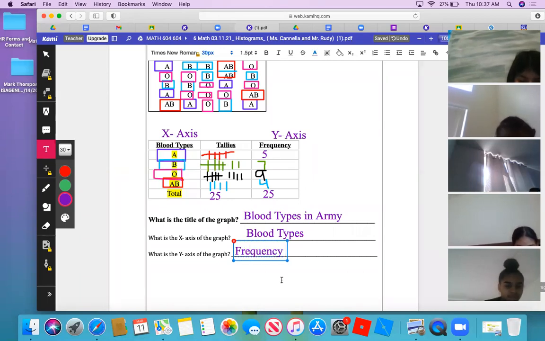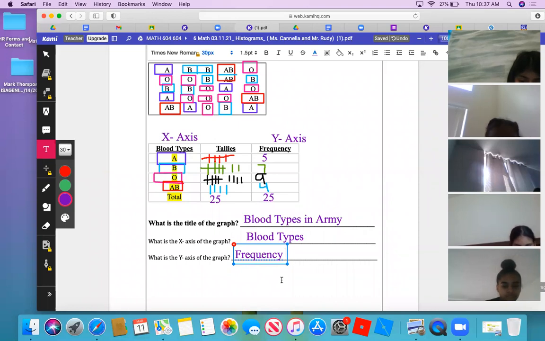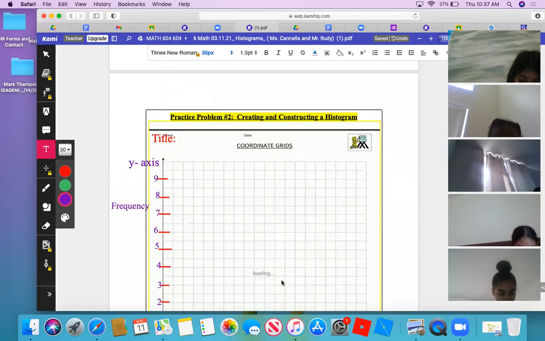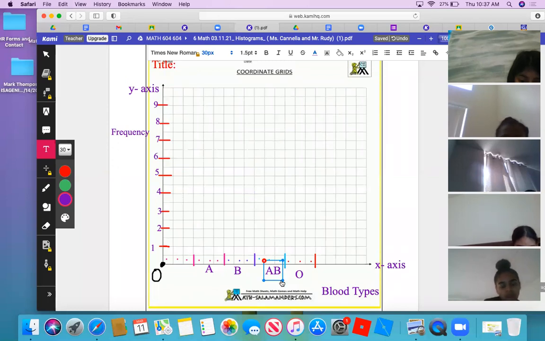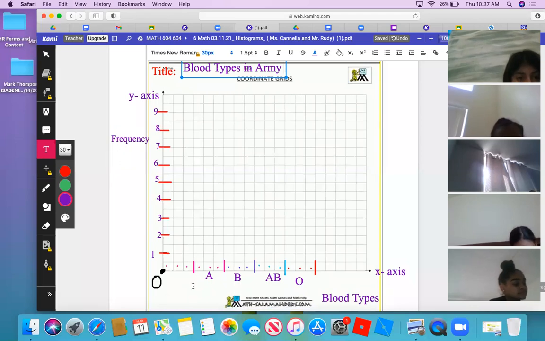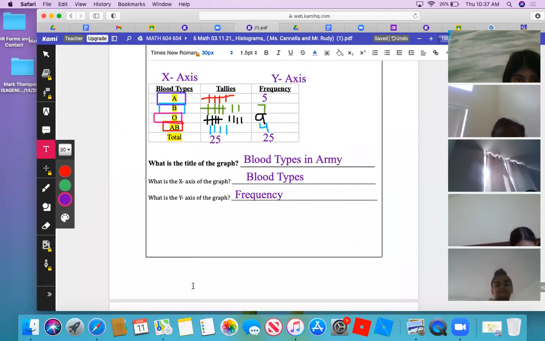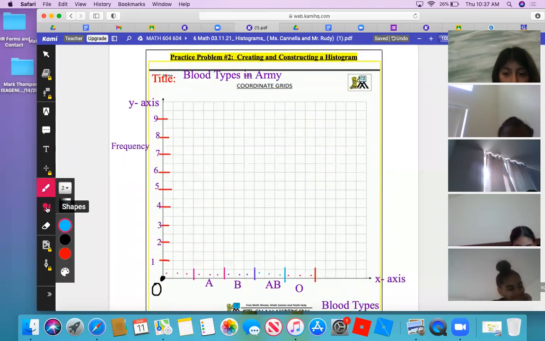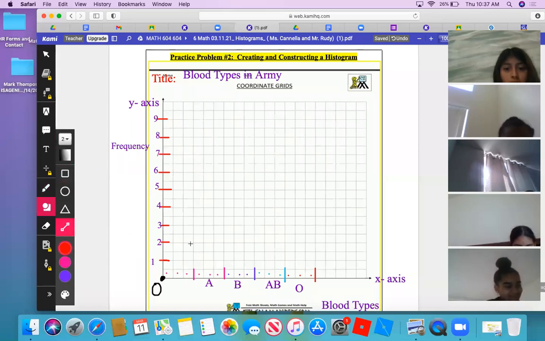Now, utilizing this graph, guys, we're not going to remake anything. We're going to use this, and we're going to start graphing the histogram. So down below we have the title, which is going to be at the top. We're going to label this the blood type for Army. And then we have our blood type A. How many blood type A do we have? 5. Thank you, Brandon. All right, so we're going to take the drawing chart and we're going to go all the way up to 5. That's not 5. That's 5.5.